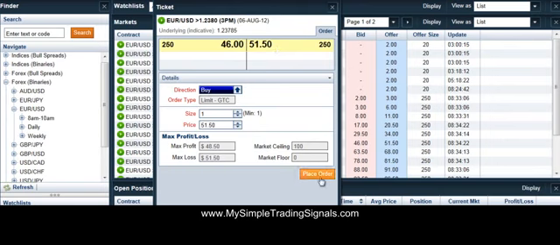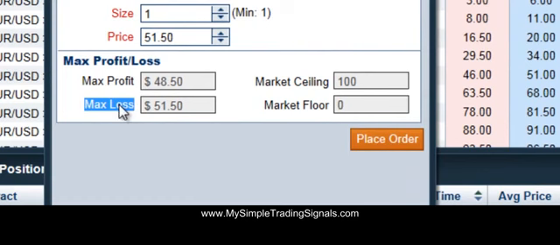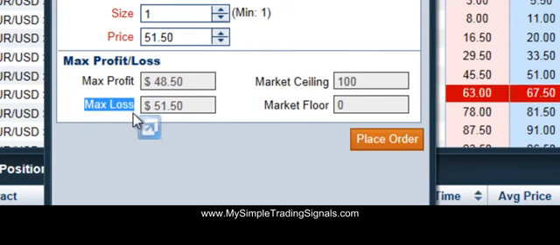So you just hit place order and you would own the trade, but it'll say here the maximum profit that you could make in this case is $48.50, and the maximum loss is $51.50. This maximum loss is what you really want to look at as far as how much they're going to take out of your account.